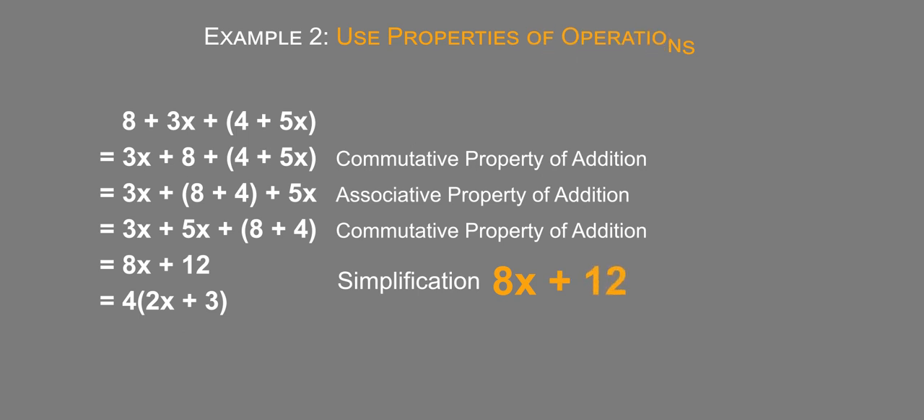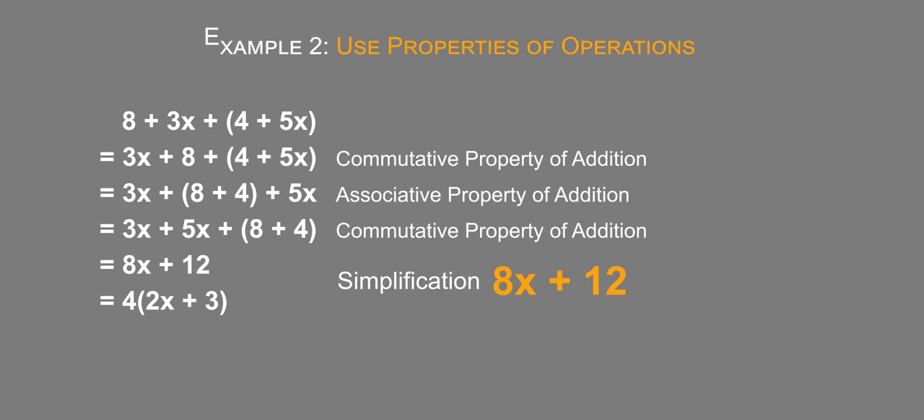And again, we used the commutative property to switch the order of the first two terms, the 3x and the 8. Then the associative property, to remove the parentheses while keeping the order the same. Then we switched the order again by moving the 5x to next to the 3x. And then finally we simplified by combining like terms.